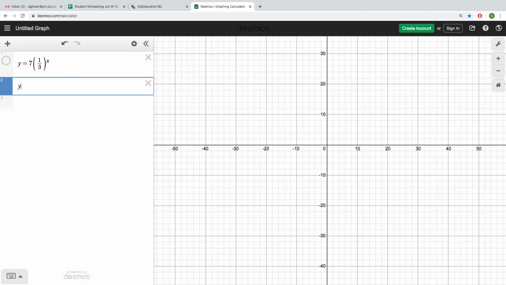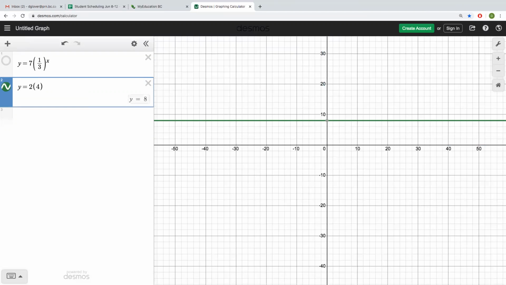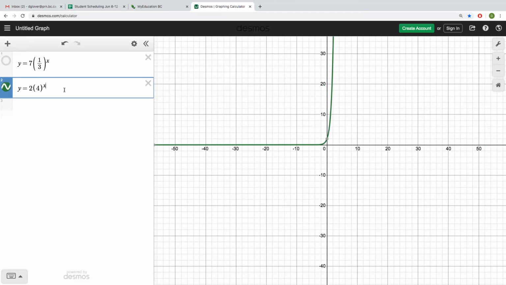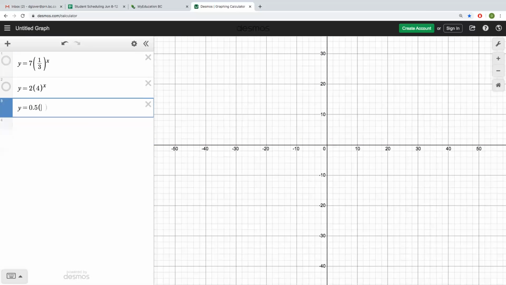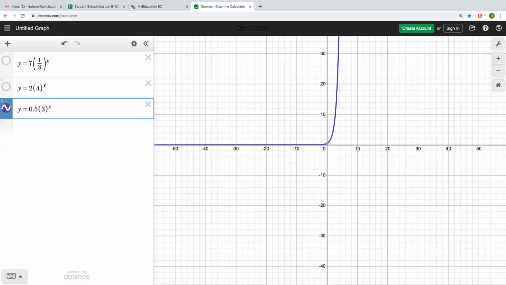The second function was y equals 2 times 4 to the power x. And because it's got a larger base, it's increasing, not decreasing, and it's increasing rapidly, so it's steeper. We have a y-intercept of 2, just like we thought. And then the last function, y equals 0.5 times 3 to the power x, has a y-intercept of 0.5. And it's sort of increasing somewhere in the middle.